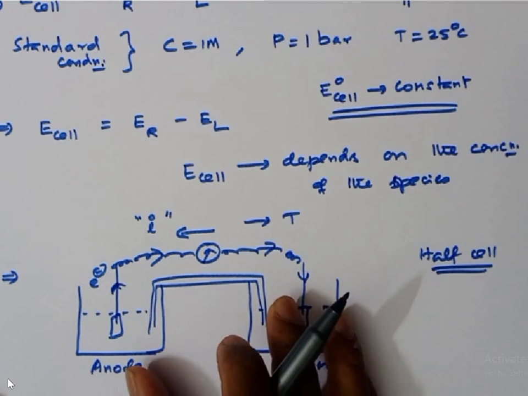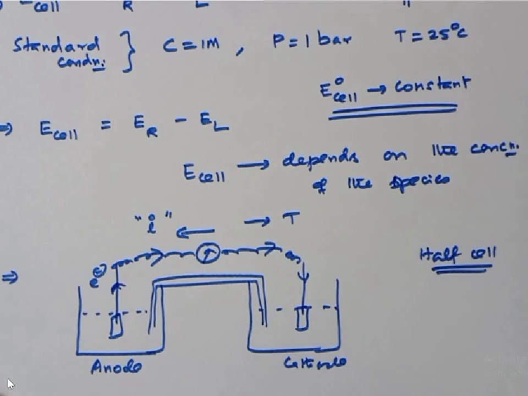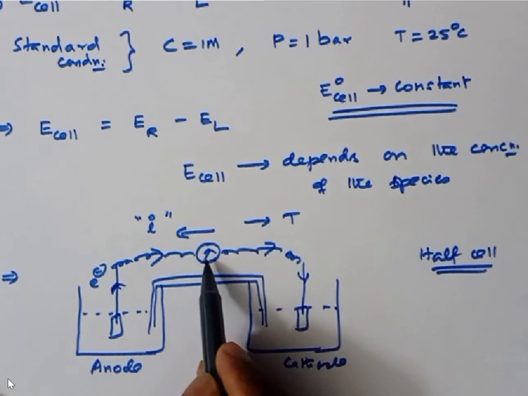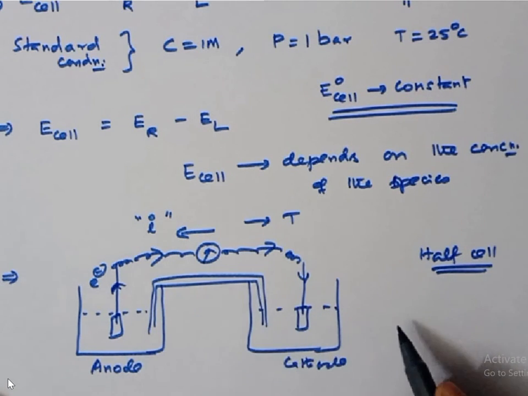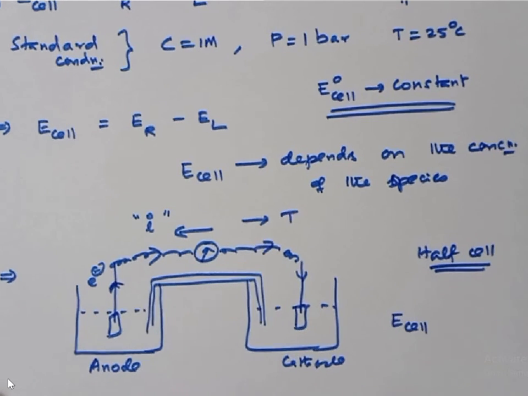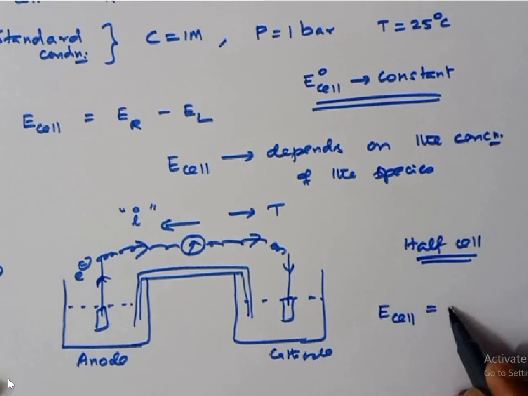Therefore, there is no current flowing in the circuit. Right? At this condition, whatever potential appears here is what we call the cell potential. So what we normally say is that cell potential is the maximum potential difference.